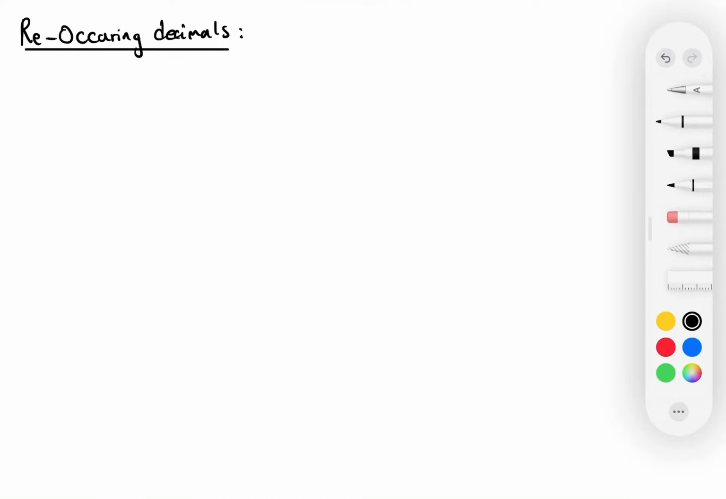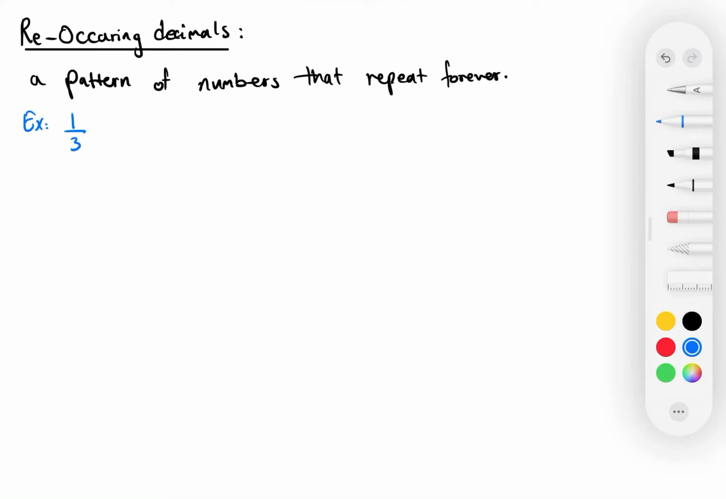What is a reoccurring decimal? First of all, a reoccurring decimal by definition is a pattern of numbers that repeat forever. And what that means is that, for example, there's two cases of this. For example, you can have something like 1 over 3. And 1 over 3, if you divide this manually or even put it in a calculator, this should give you something like 0.333, and it continues forever.